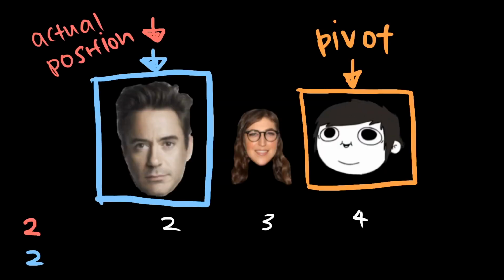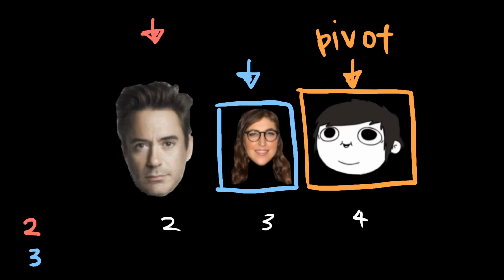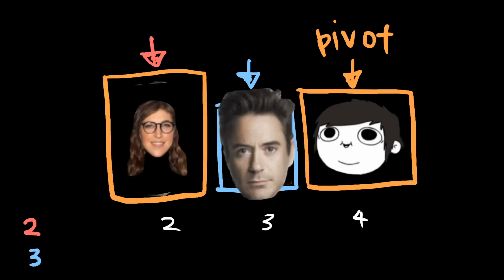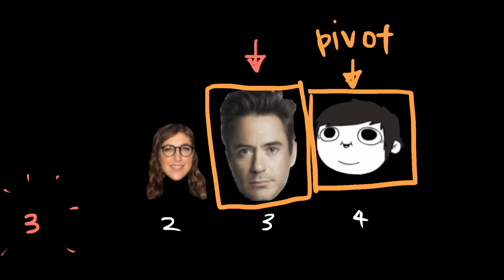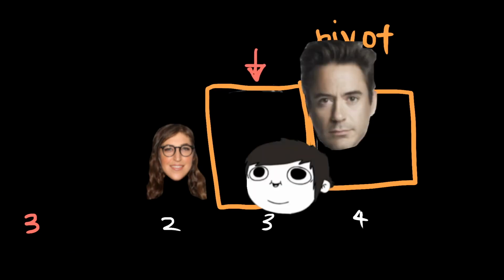Same as before, pivot is the last. Actual position is the first. If the head is bigger than the pivot, go to the next. Aha! The head is finally smaller than the pivot, so we swap it with the head at the actual position and move the actual position to the right, so that we keep everything smaller than the pivot before the actual position. Now we just have to move the pivot to the actual position.